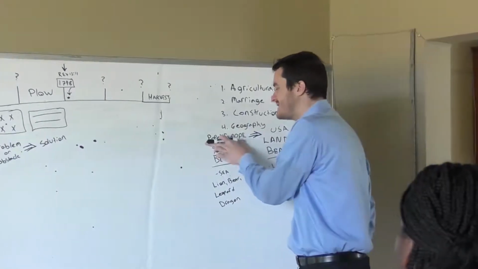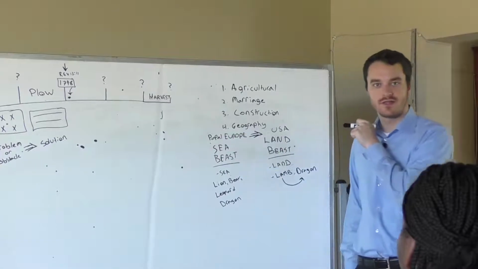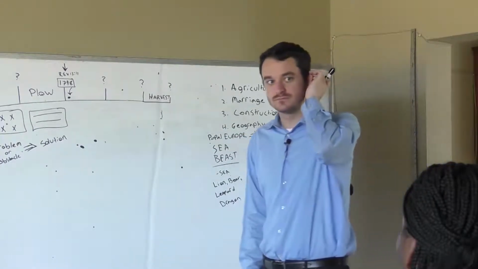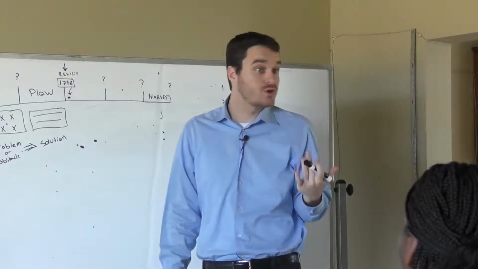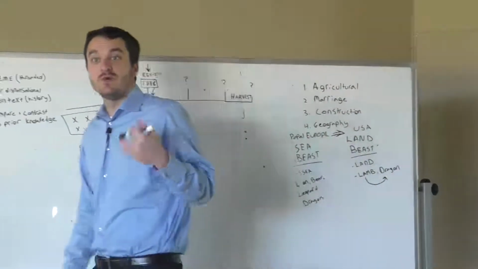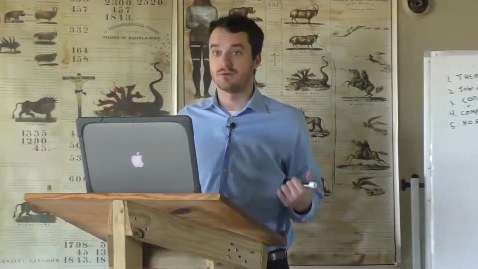So how are they going to deal with the problem of the old world? Create a solution. What is the solution? The Declaration, the Constitution, the revolution. So the revolution is going to be their solution to this problem.